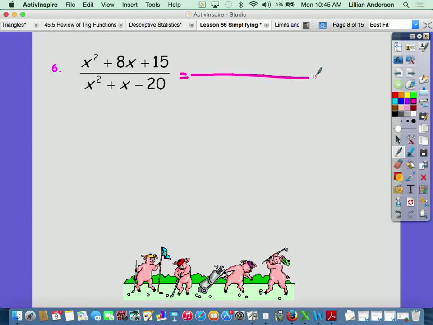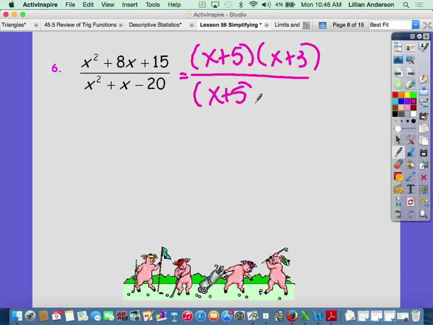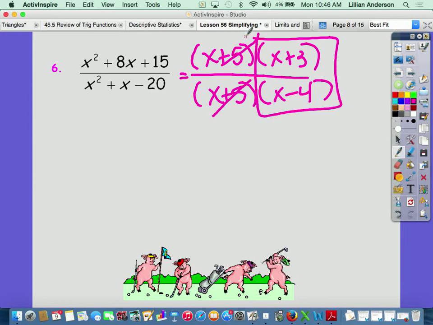Moving forward, I have to factor both the top and the bottom. Emily, give me the top. X plus 5, x plus 3. Very good. Vance, give me the bottom. X plus 5, x minus 4. X plus 5's cancel out, and so this is your answer. Just that simple.